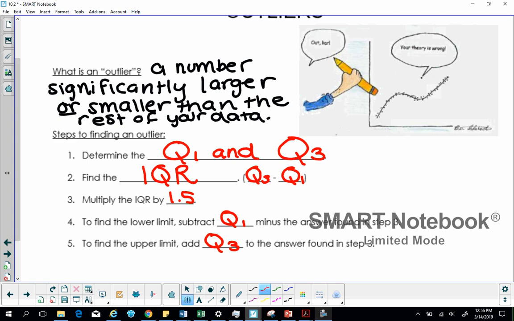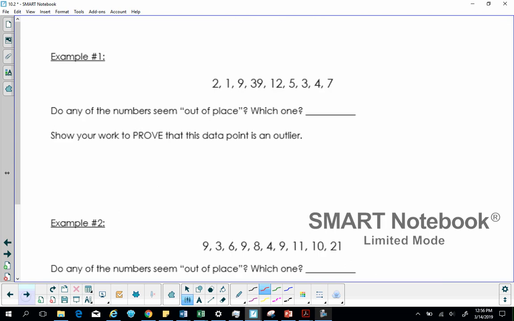Does everyone have this down? Okay, I'll give you another minute. When you're looking at the list of numbers, you can see right below it says 2, 1, 9, 39, 12, 5, 3, 4, and 7. Are there any numbers that are way bigger or way smaller than the other numbers? Which one? So 39, you said? We could see that 39 is way bigger than the other data. 1 is not way smaller because you can see there's 2, 3, 4, so it's not that much smaller. But 39 is way bigger than those other numbers. Although we'll say it's an outlier, now we need to prove it.